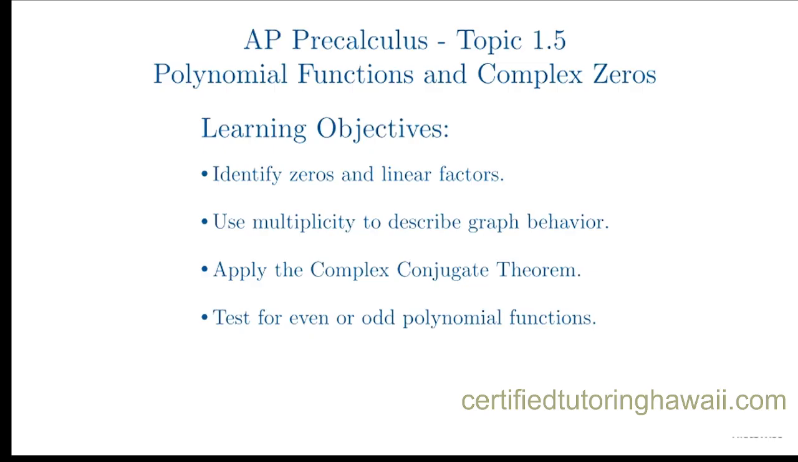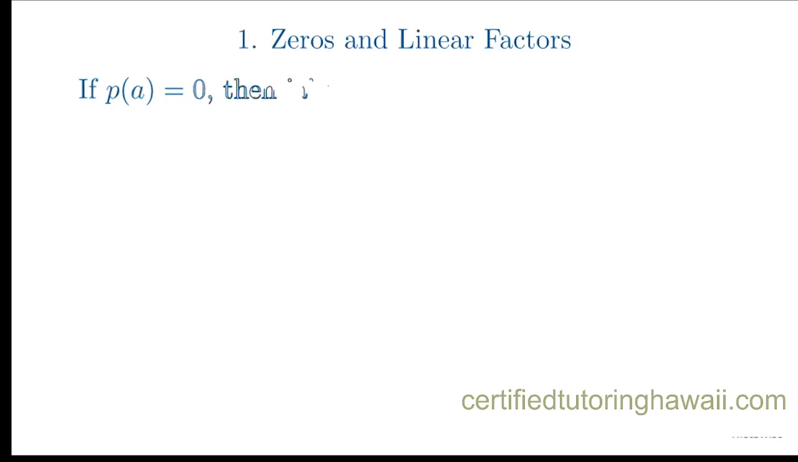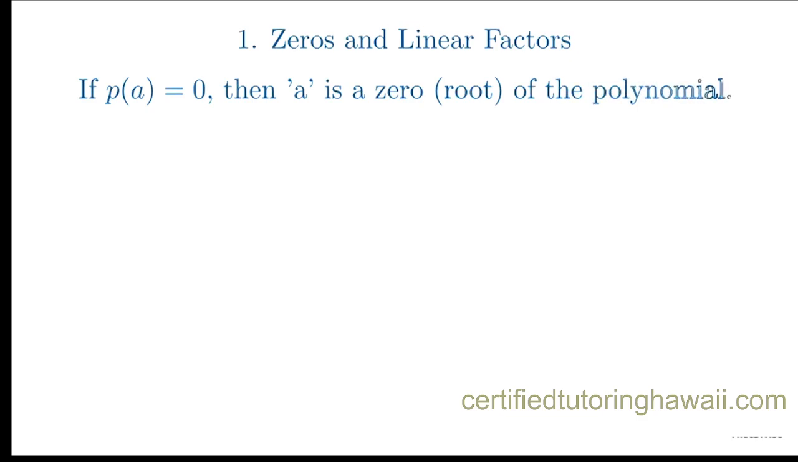Let's get started. We'll begin with the relationship between zeros and linear factors. This is the cornerstone of polynomial algebra. Here's the formal definition. If a value a is a zero or root of a polynomial p of x, it means that when you substitute a into the polynomial, the result is 0. In other words, p of a equals 0. So, a zero is any number that makes the polynomial's value equal to 0. If you were to graph the polynomial, the zeros would be the x values of the x-intercepts.